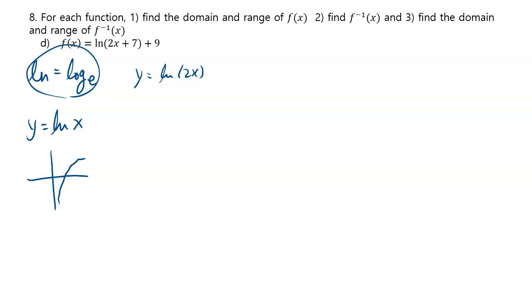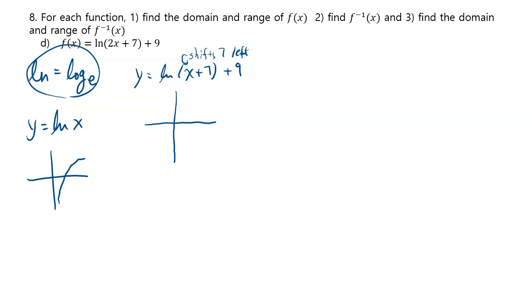Well, if you do something to it, I'm supposed to do shifting first, okay? So I'm going to shift first, before I do the 2x. So plus 7 and plus 9. Well, this shifts 7 left. Okay? And then 9 goes up by 9. So what do you get?